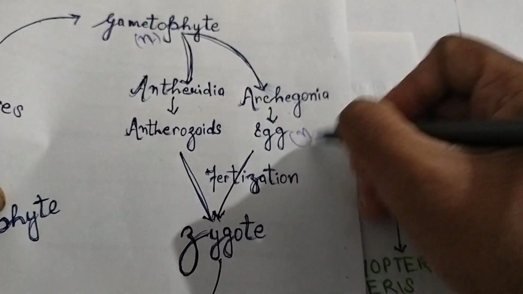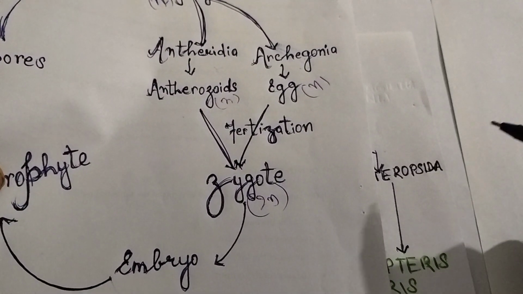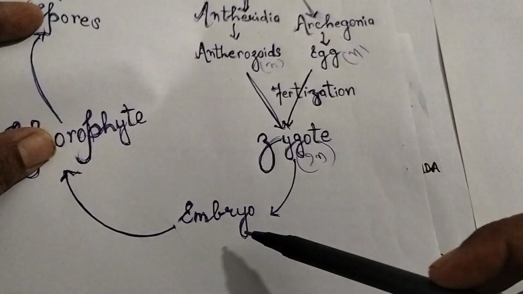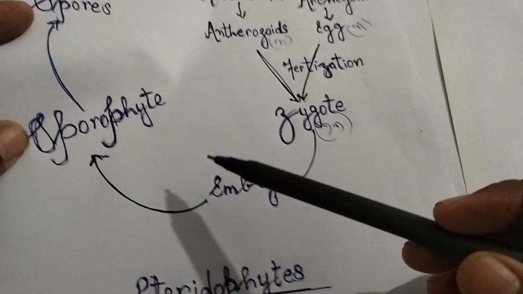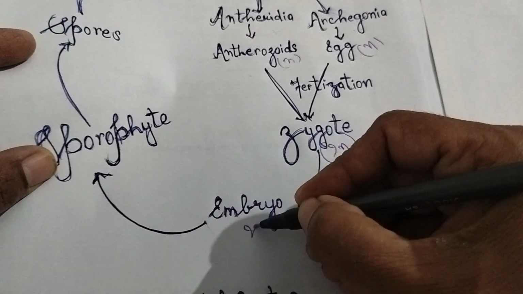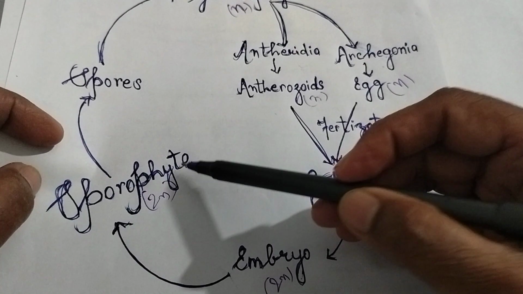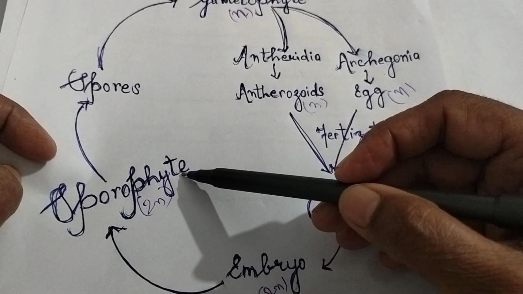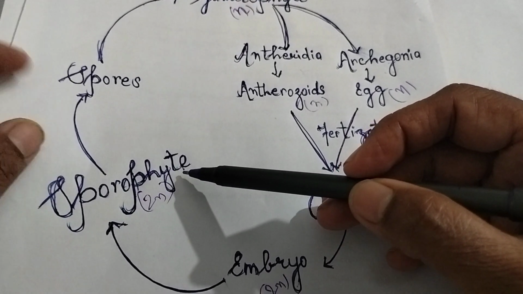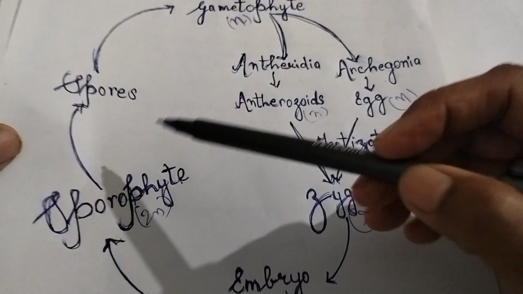See, these gametes are all in haploid condition. Now fertilization has taken place. Now this is the zygote, 2n. The zygote will develop to form an embryo. The embryo will germinate to form the sporophyte. This again will be 2n. Sporophyte means diploid. Sporophyte is the dominant phase of the life cycle and is multicellular, well differentiated into root, stem and leaves.